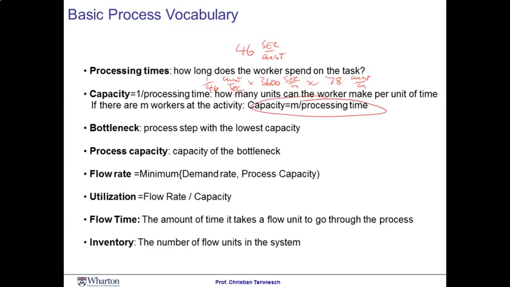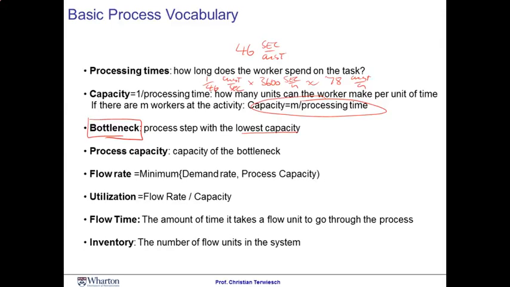Now the chain is only as strong as its weakest link, and if we ask ourselves how much capacity the entire restaurant has, we're going to look for the capacity of each individual step, and we will then pick the lowest capacity. This is the idea behind the concept of a bottleneck. The bottleneck is a step with the lowest capacity.